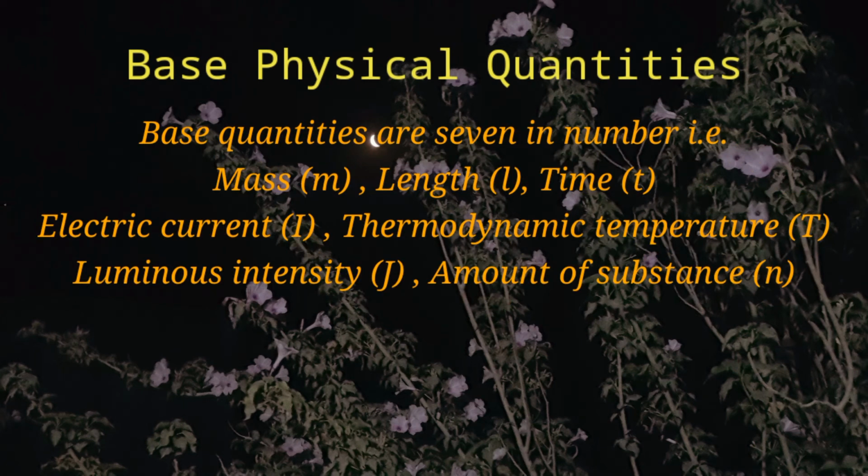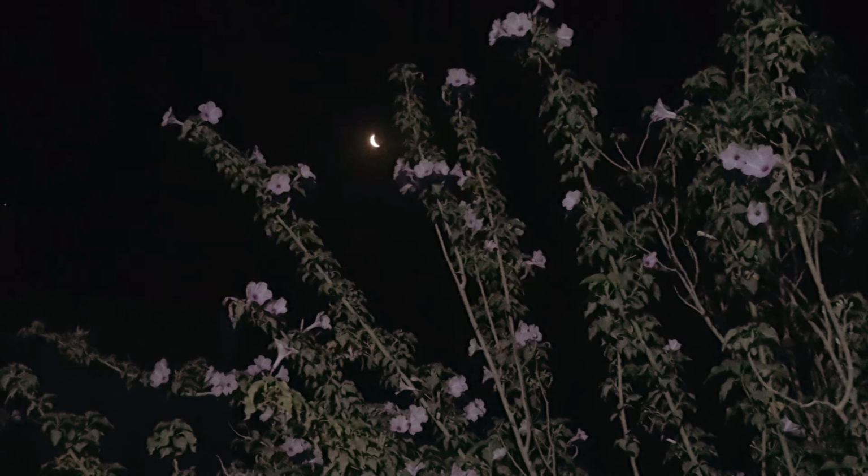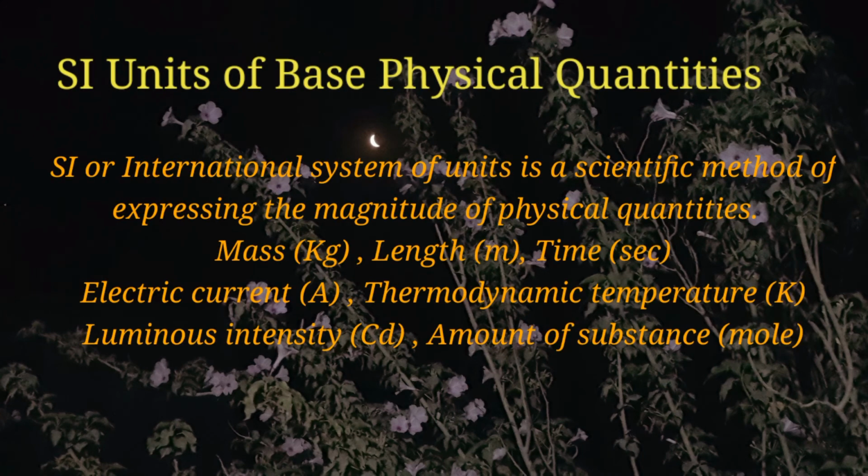And these are mass, length, time, electric current, thermodynamic temperature, luminous intensity and amount of substance. And these physical quantities are represented by specific symbols like mass by m, length by l, time by t and so on. And the SI system, the international system of units, gives a specific unit for the magnitude of these physical quantities.